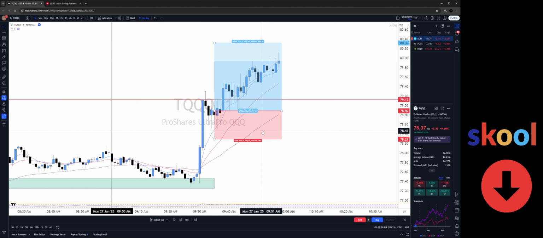So again, the whole concept, the whole method, the whole system is market structure, supply and demand, and these other indicators that you can use as confluence for you to place a trade. And so this is what I'm saying.